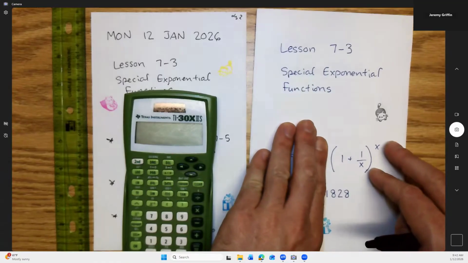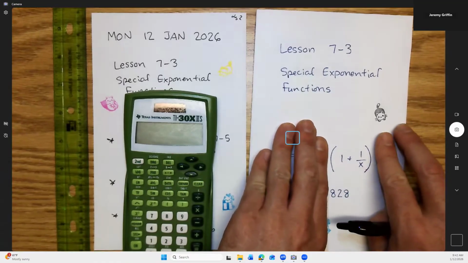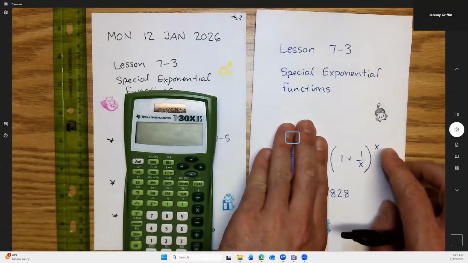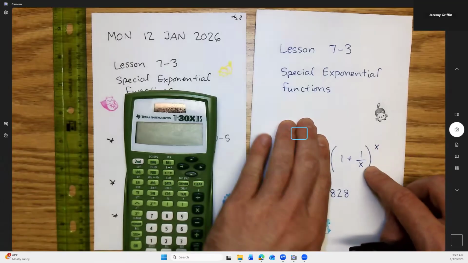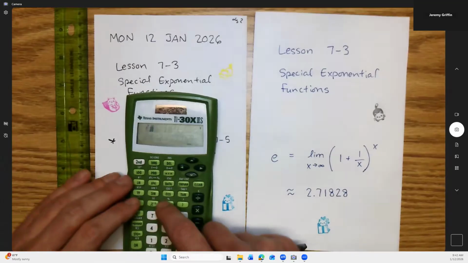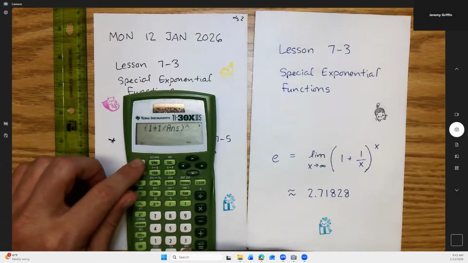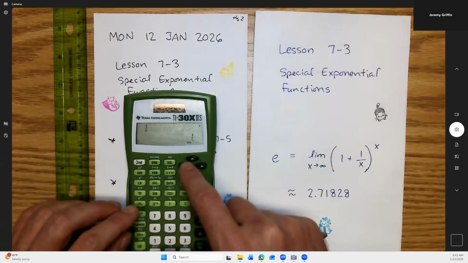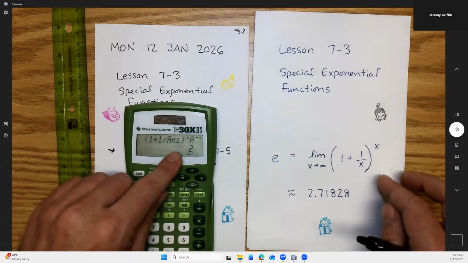Now, you can plug in whatever you want for x. What if you plug in 1 for x? What is 1 plus 1 over 1? 1 plus 1 is 2. And if that's all raised to the power of 1, 2 to the 1 is 2. So that would be 2. Here, I'm going to do this: 1 plus 1 over the answer, and then to the power of the answer. If I plug in 1, and that takes the place of the answer, then yes, I get 2. You see that?